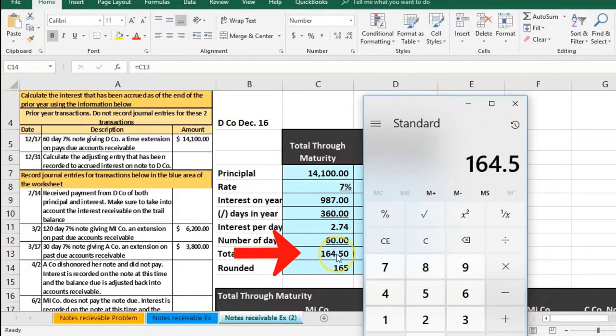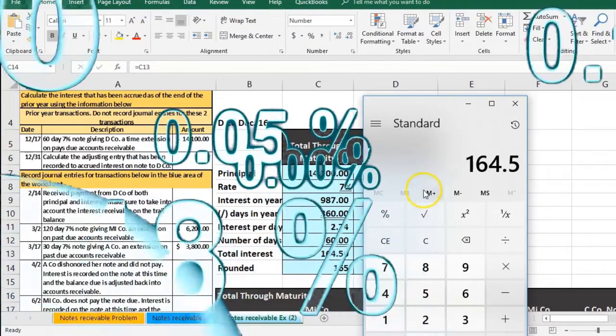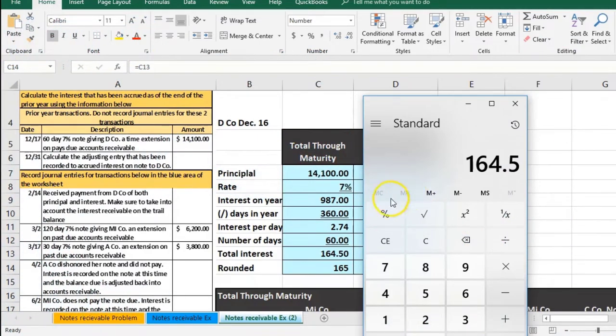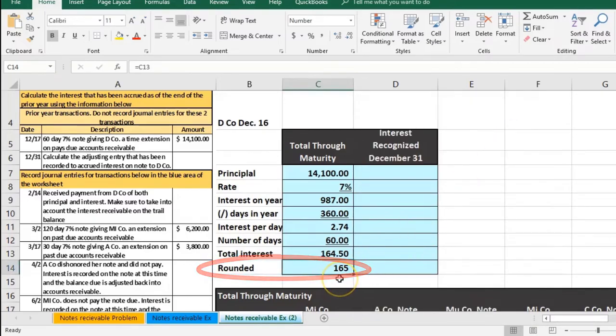That's going to be that 164. So we're really just using a ratio. To me, doing that ratio calculation isn't as intuitively easy to think about as breaking out the interest per day or per month and then multiplying times the number of months or days we are using. Now that would be the interest for the entire year.